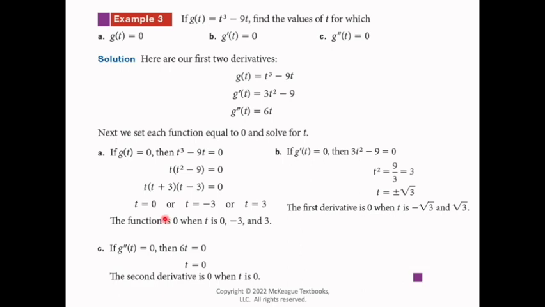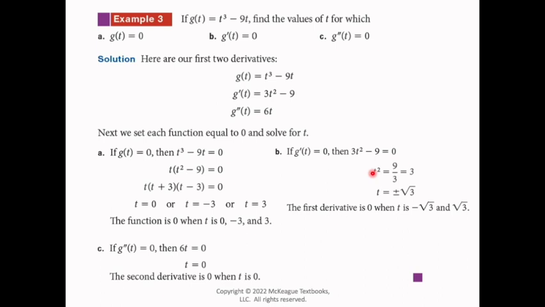So what this tells me is that my function g is going to be 0, meaning it's going to cross the x-axis at t is equal to 0, t is equal to -3, and t is equal to 3. Now, when I set the first derivative equal to 0, I'm going to have 3t squared minus 9, and I'm going to set that equal to 0. And then when I solve for t, because this is a quadratic and because of the way this is formatted, I can just isolate the t squared and find the square root of both sides.